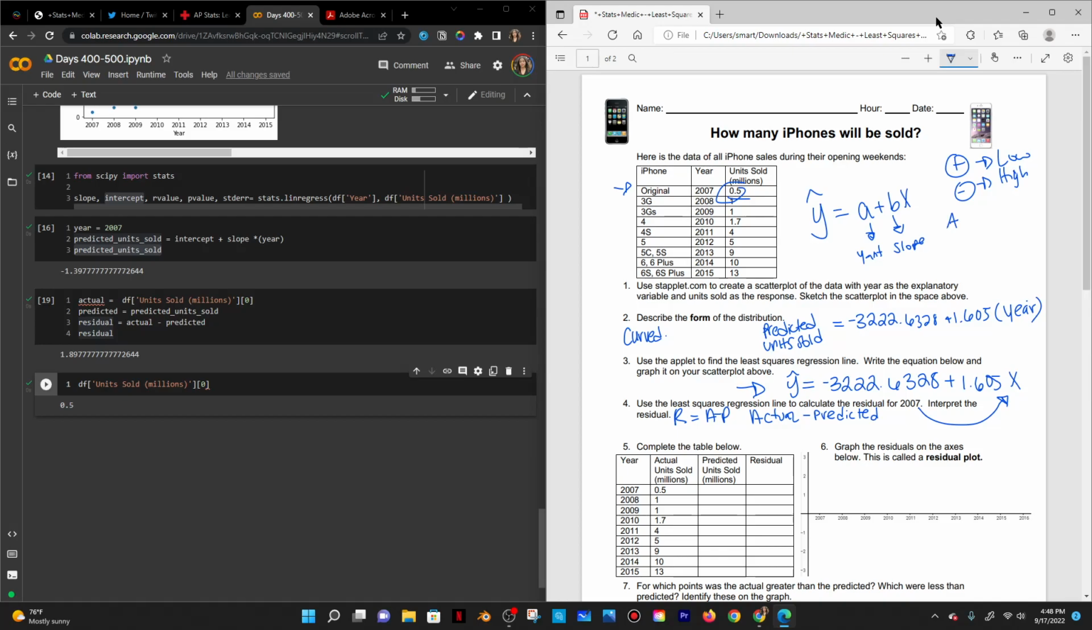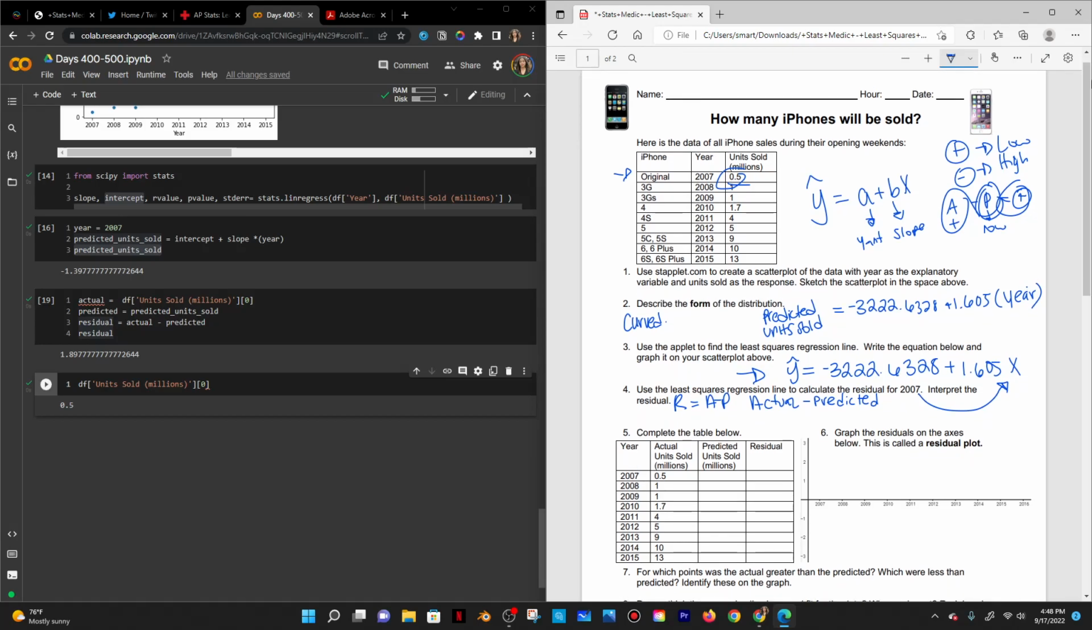If your actual is greater than your predicted, you're going to get a positive answer, meaning your prediction was lower than the actual, because the actual was higher. That's what's happening in this case. The actual units sold were 0.5 million. And then my predicted value was what? Negative 0.39 or something. So that was negative 1.4 million, right?